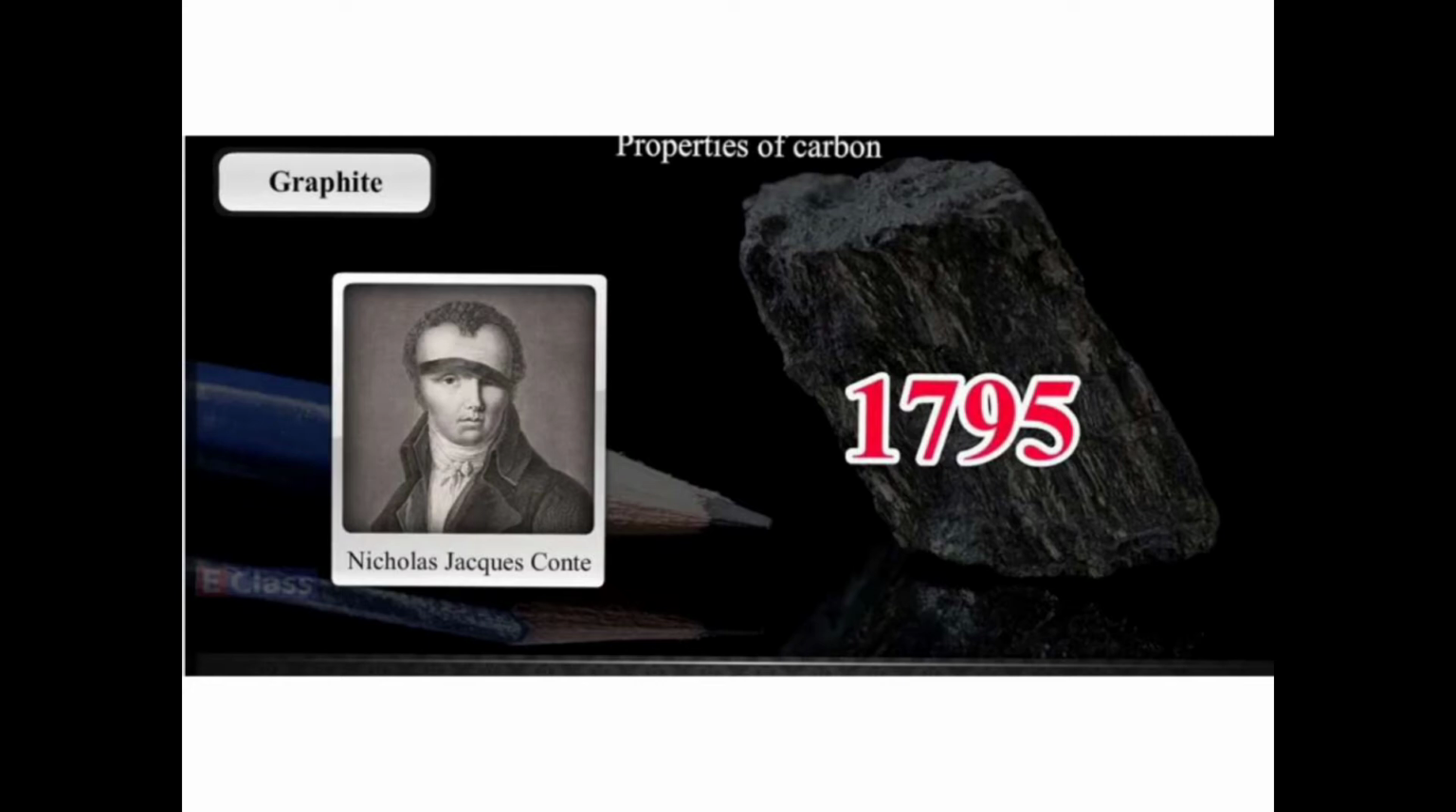Now let us understand about the structure. About diamond, you know, tetrahedral structure. One carbon atom is attached to four other neighboring carbon atoms. Right, that way the tetrahedral arrangement was there.